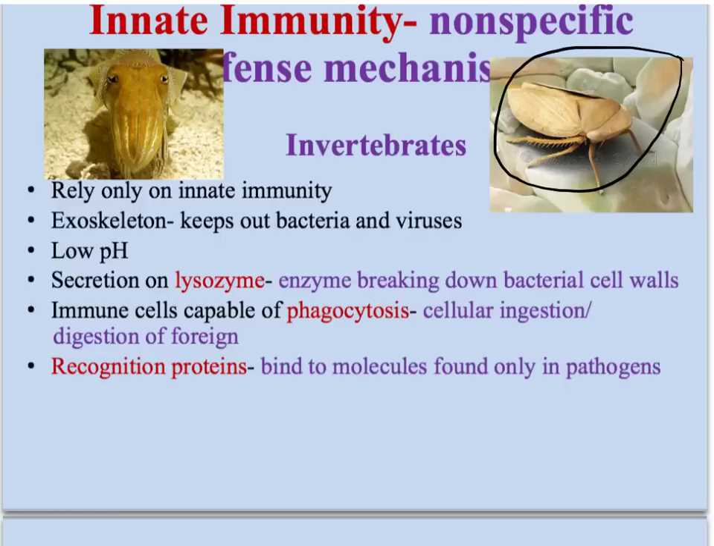Low pH: if a bacteria or a virus actually penetrates that exoskeleton somehow or it's ingested, the inside of an insect has a really low pH, so it's really acidic. They also have the lysozyme enzyme, which is going to break down the bacterial cell walls. And they have the non-specific immune cells, the phagocytes, which are capable of phagocytosis. And this is cellular ingestion of foreign material. So these are the little eaters that run around their body and just pick up random things it doesn't recognize.